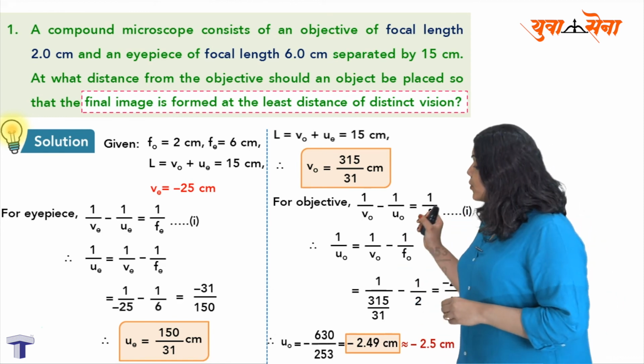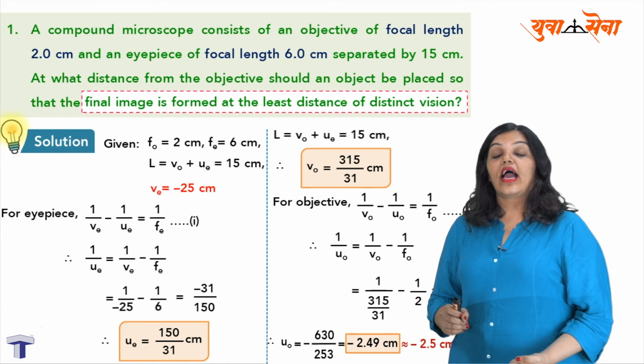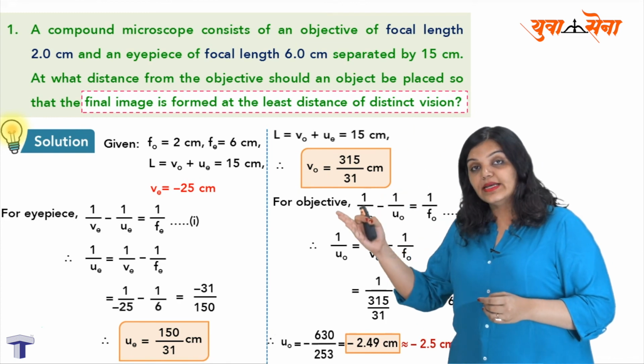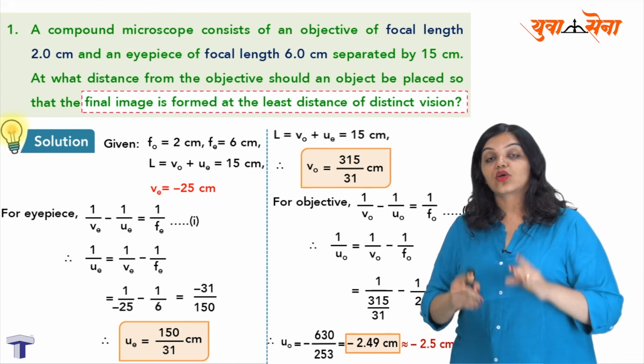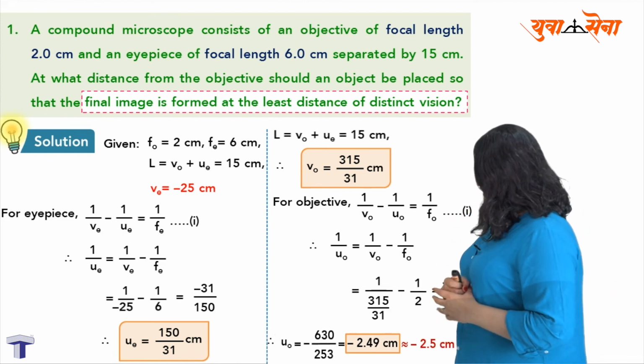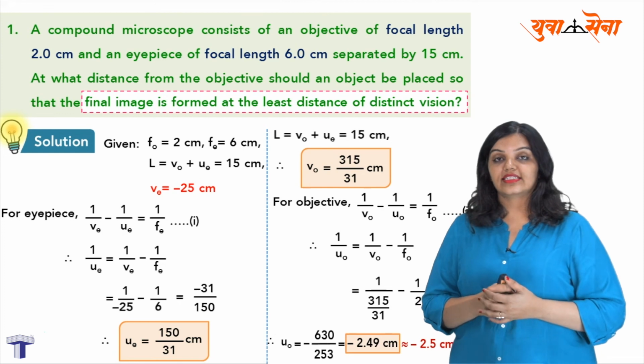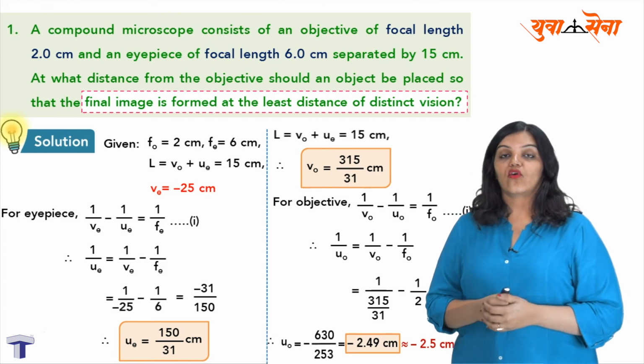So, U naught is what we wanted, that is the distance at which the object should be initially placed so that the final image must come out to be at the distance of distinct vision. So, we have the answer, that is minus 2.5 centimeter, and this is the answer of the first question.